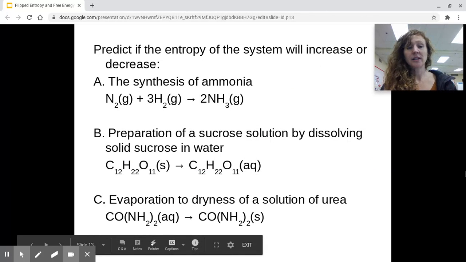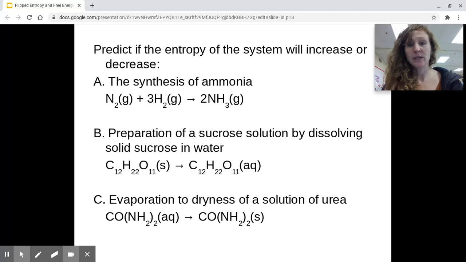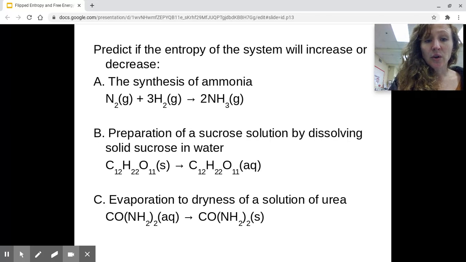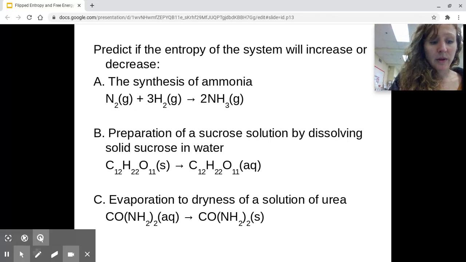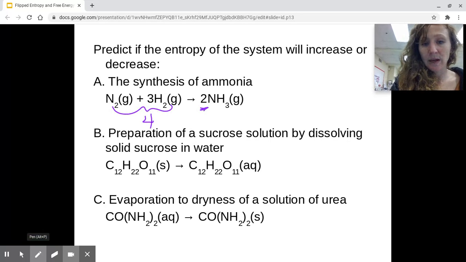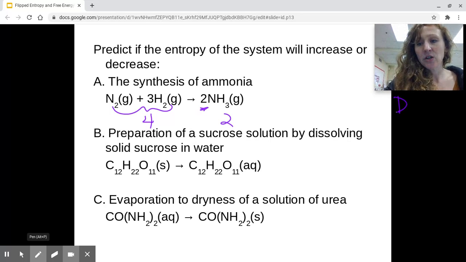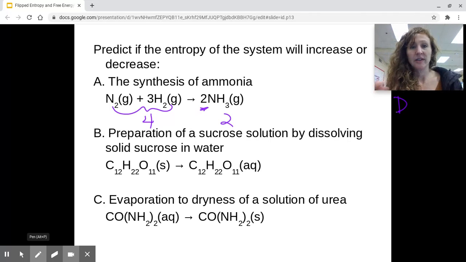Okay, so we can look at these. This would be a good place to pause your video and see if you can predict, is the entropy of the system going to increase or decrease? Okay, synthesis of ammonia, we go from 4 molecules of a gas to 2 molecules of a gas. Entropy is going to decrease here because our molecules of a gas are decreasing.